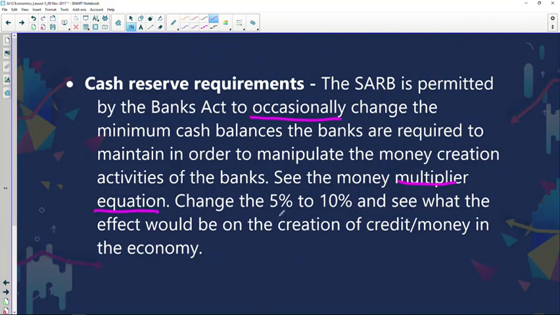If you go back to the previous multiplier equation that we had earlier on, and you change the 5% to 10%, you will see that the amount, the 20,000 that we worked out earlier on, will then go up. So it is a way to manipulate the money creation activities of the bank. But all that you need to remember is that this does not happen often. It happens occasionally, where the Reserve Bank would grant for this to happen. Okay, so let's just go back before we move on.